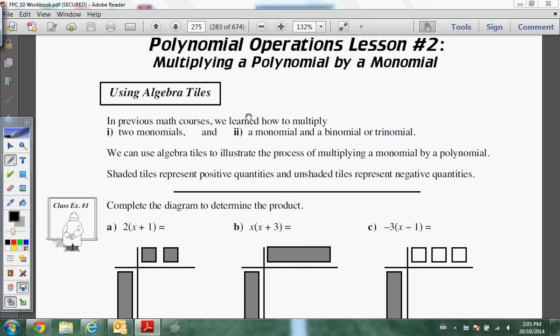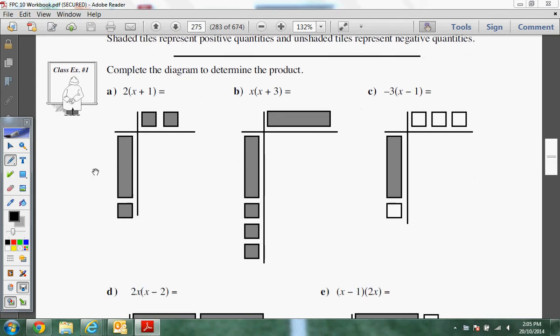All right, Unit 5, Lesson 2. Okay, so multiplying a polynomial by a monomial. This is really just the distributive property. A lot of you might know what that means. You're going to distribute monomials to polynomials. So let's get into this example here.